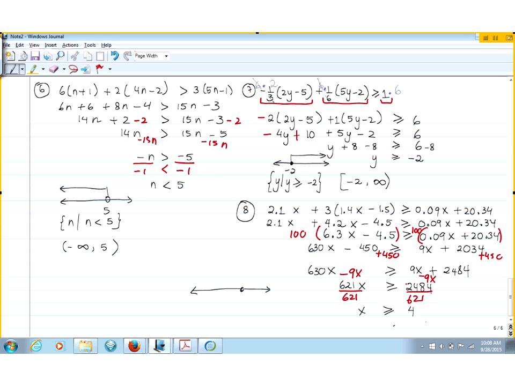Alright, so now we have 4, open or close? Close, and then the arrow points to the right. And let's write the interval notation and the set builder. So x such that x is greater than or equal to 4. And then what's the other one? Negative infinity? Is that right? No. What is the smallest solution? 4. So bracket 4, comma, infinity. Yes. There you go.